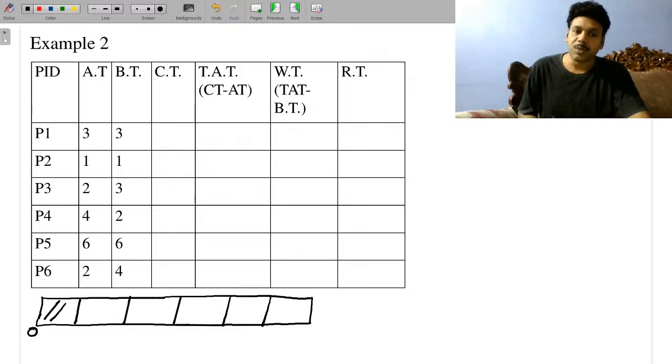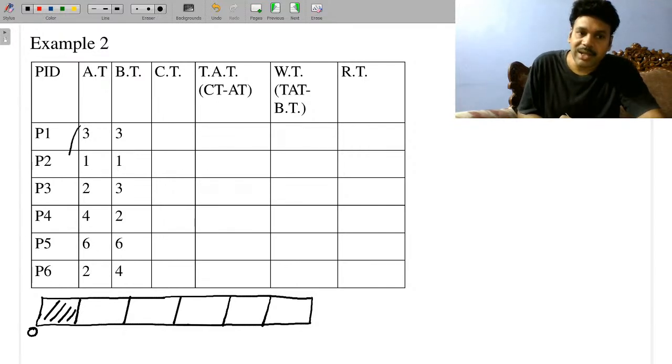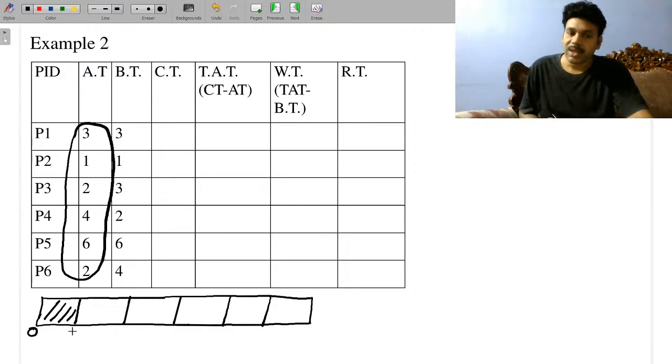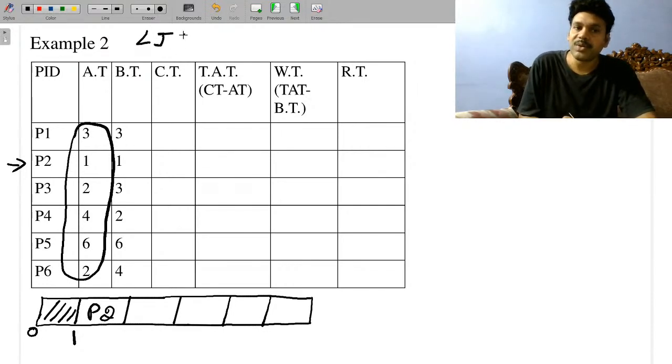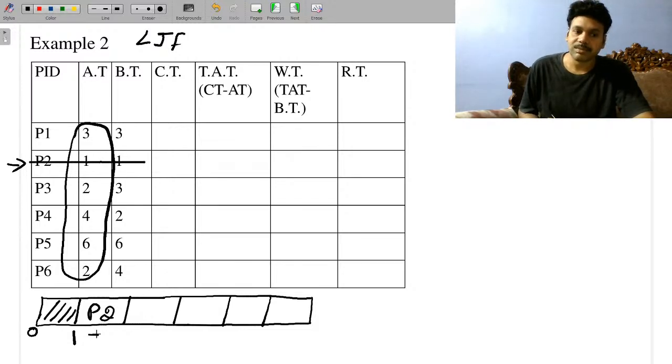At 0, nobody is there. Please observe carefully, friends. Your arrival times are in different orders, but we are able to do it instead of reshuffling them. Directly I am doing. At 1, you observe only one process has arrived in the ready queue. That is P2. Irrespective of whether it has the lowest burst time or the longest burst time, we are going to execute it. So it completed 1 unit of time.